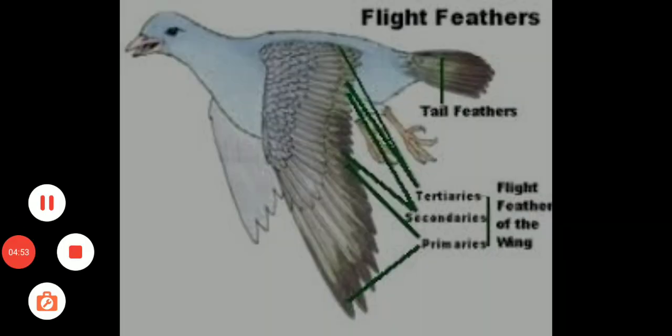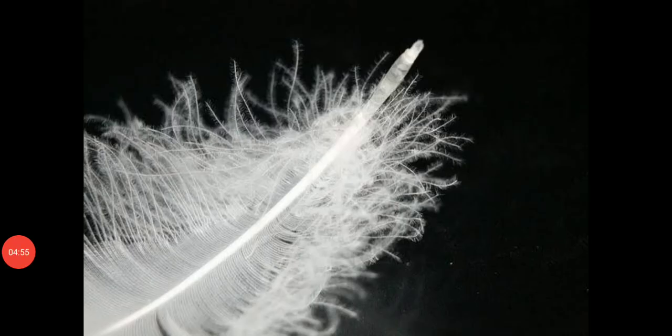Now all of you look at this picture. This is the picture of a down feather. Down feathers are soft, small and fluffy. They keep the birds warm.